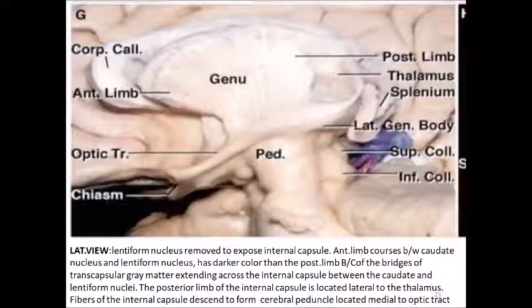This is the lateral view in which we can see the lentiform nucleus has been removed to expose the internal capsule. Anterior limb courses between the caudate nucleus and lentiform nucleus and has a darker color as compared to the posterior limb, which we can appreciate slightly because of the transcapsular gray matter crossing through the internal capsule. The posterior limb of the internal capsule is located lateral to the thalamus, and fibers of the internal capsule descend to form the cerebral peduncle, which is located medial to the optic tract.